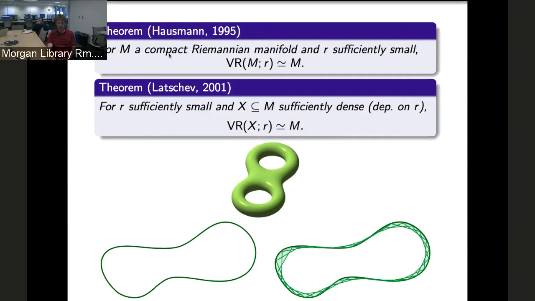So Hausmann's theorem says, if you start with a compact Riemannian manifold M, so I'm thinking of M as this double torus drawn here, or on the bottom left, I'm thinking of M as this curve. So if you start with the Riemannian manifold, which has a metric, and you have a sufficiently small scale parameter, then if you build the Vietoris-Rips simplicial complex on top of this manifold at that designated scale parameter, you recover the manifold up to homotopy type.